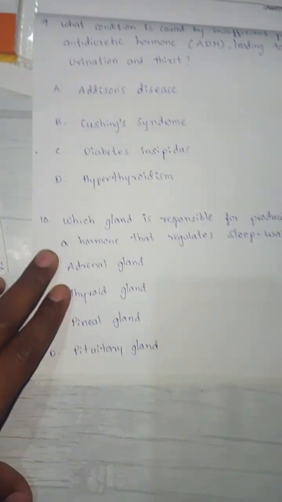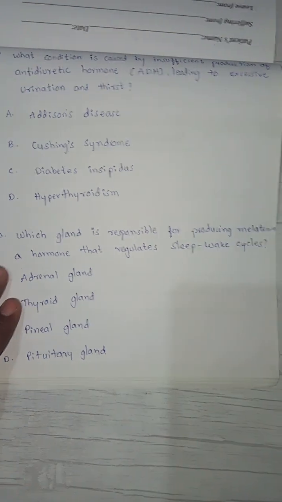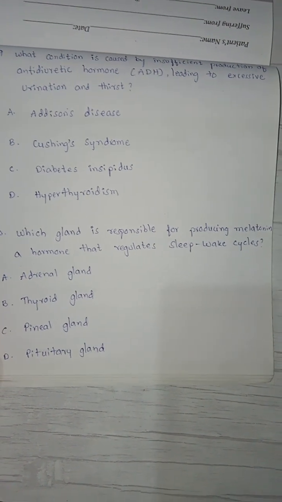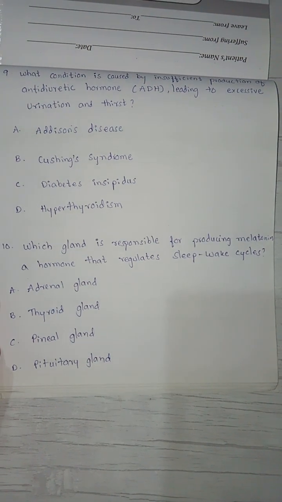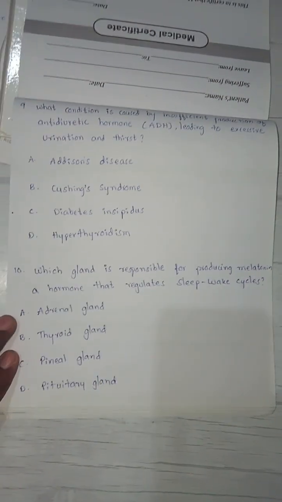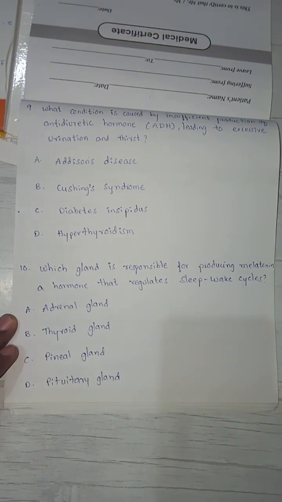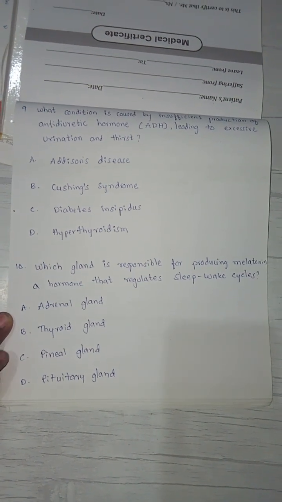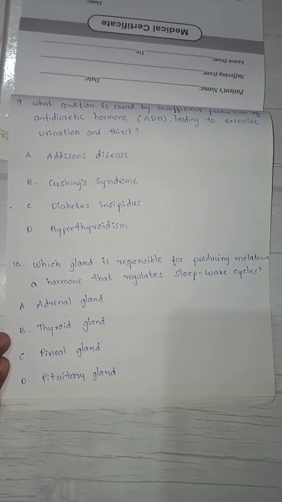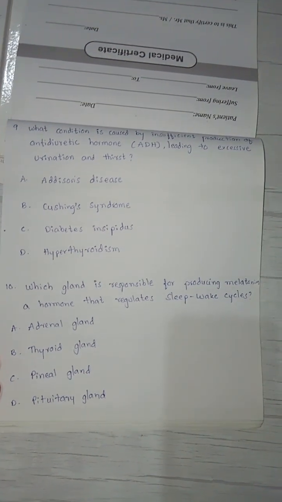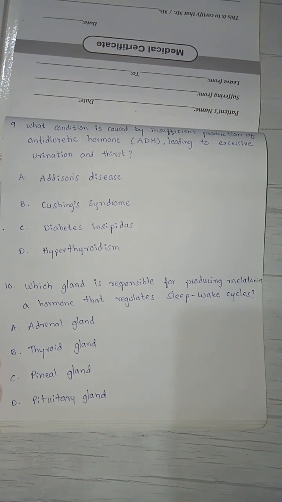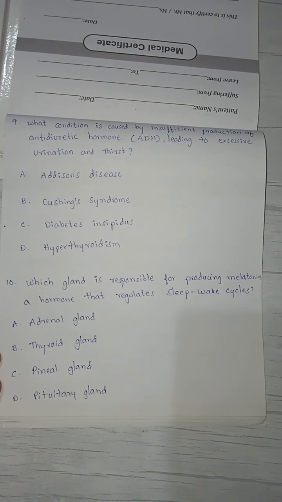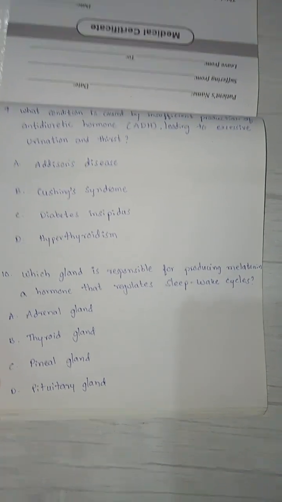Okay, and coming to the 10th question, which gland is responsible for producing melatonin, a hormone that regulates the sleep-wake cycle? Option A, adrenal gland. Option B, thyroid gland. Option C, pineal gland. Option D, pituitary gland. Our answer is pineal gland. The pineal gland is responsible for producing melatonin, a hormone that regulates the sleep-wake cycle.